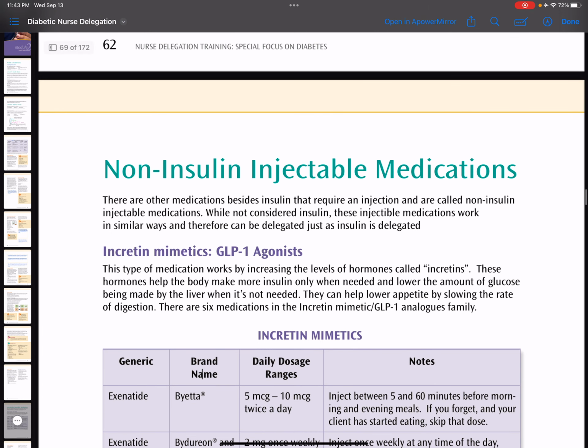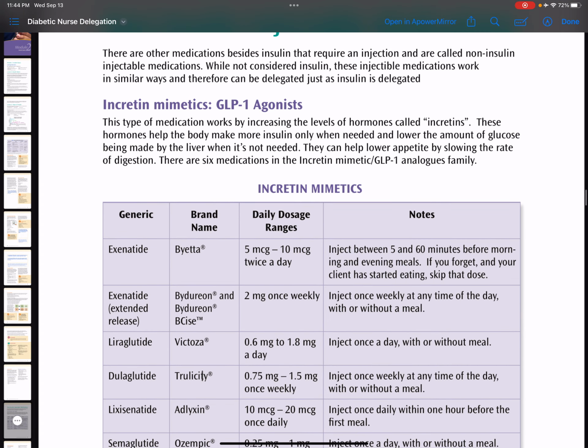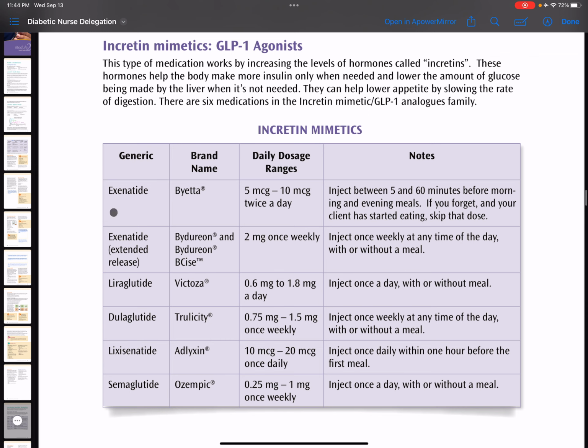There are some medications that work with insulin but are not insulin. They're non-insulin injectable medications. There are other medications besides insulin that require injection and are called non-insulin injectable medications. While not considered insulin, these injectable medications work in a similar way as insulin, therefore can be delegated just as insulin is delegated. There are some examples in your book. These are non-insulin injectable medications, and they are listed in your book.